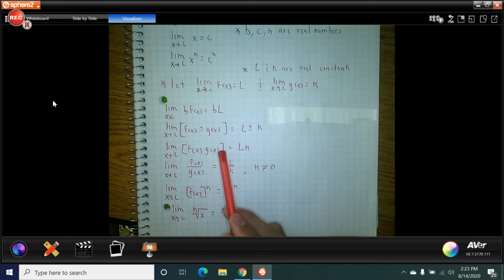With multiplication, if we were able to do that with addition or subtraction, we should be able to do that with multiplication as well as with division. Just keep in mind that with division, the denominator cannot equal 0. If you have a function that is to a power, the limit as x approaches c of f of x, remember that was equal to L, so that's still going to be L to the n power, whatever that is. And the limit as x approaches c of the nth root of x would be equal to the nth root of c.